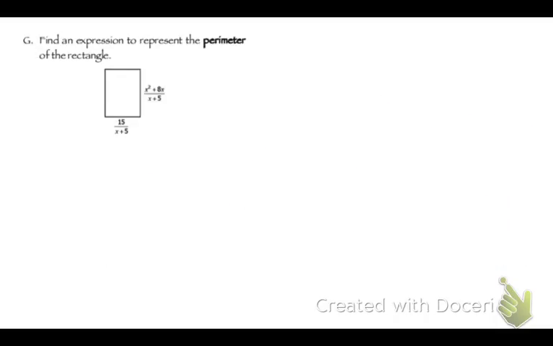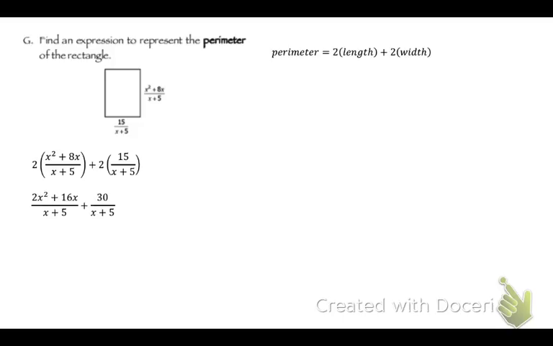Let's do this one. So we need to find the perimeter. Perimeter is 2 times the length plus 2 times the width. Or you could just add up all the sides. I'm just going to do 2 times the length, 2 times the width. When you do this 2, you only multiply the 2 to the top. So it's going to be 2x squared plus 16x. Only multiply the 2 to the top, 30 over x plus 5. So that's going to be 2x squared plus 16x plus 30 over x plus 5.